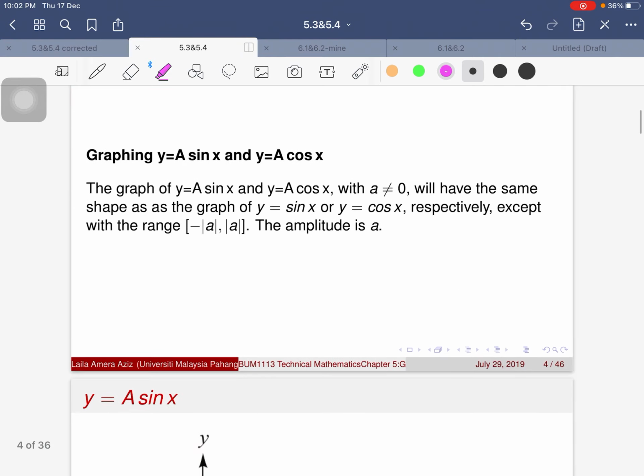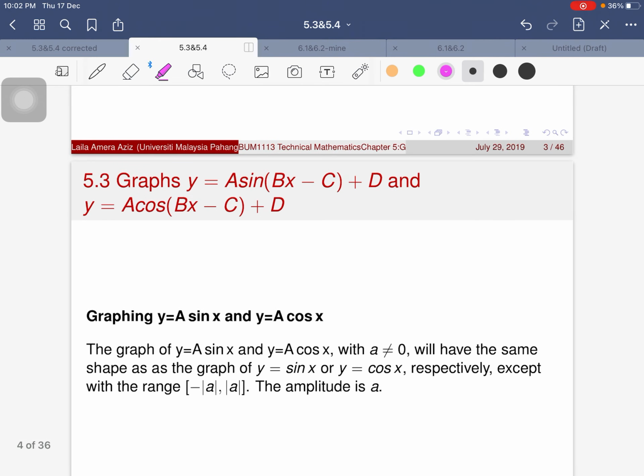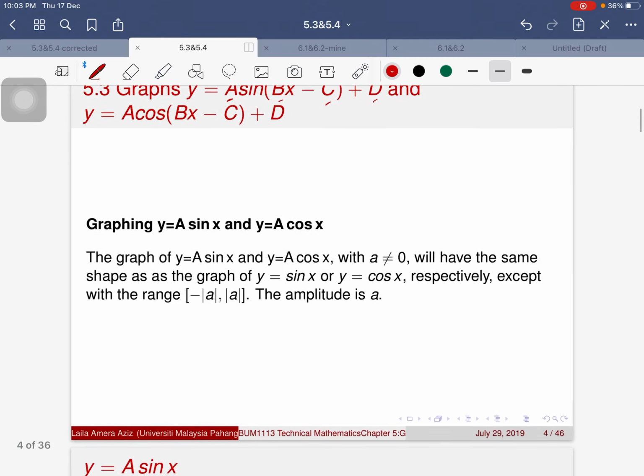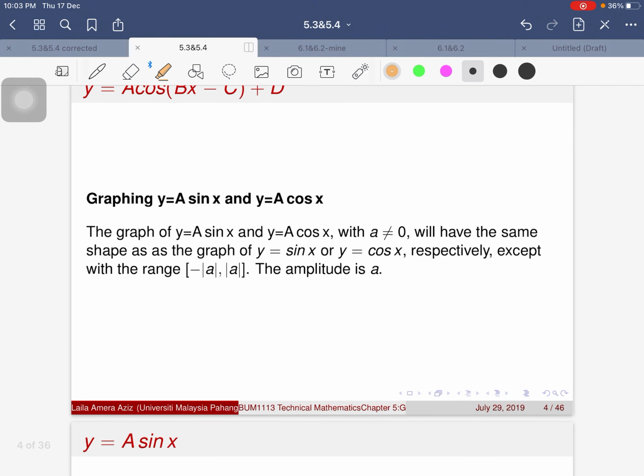It says over here the graph of y = a sin x. Before I put together everything which involves a, b, c, and d, I'm going to show it to you bit by bit. First, what is the effect of the value of a on the graph characteristics of the sine and cosine function? So this is the graph of y = a sin x and y = a cos x, where a is not equal to 0, and this should actually be a capital A, so capital A is not equal to 0.